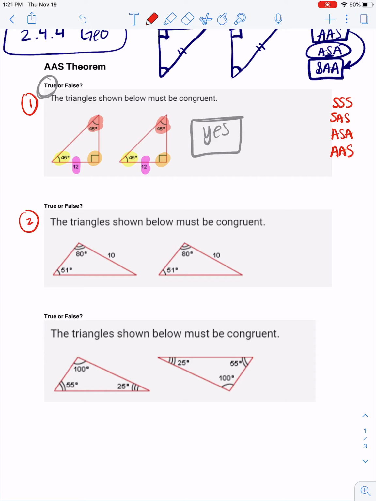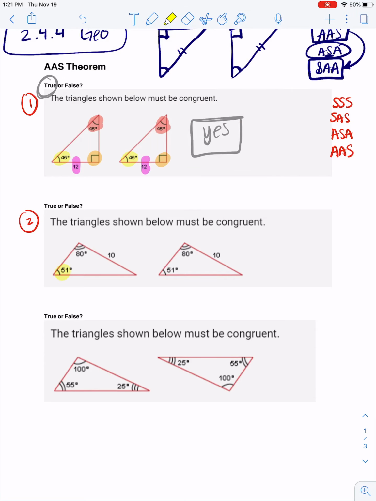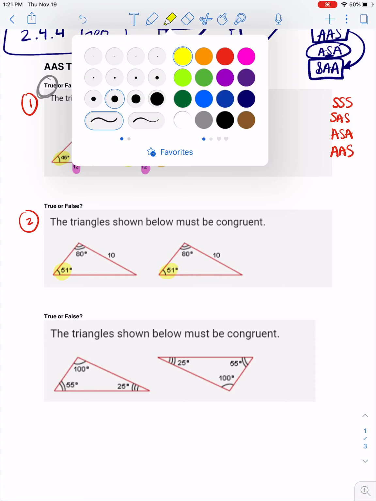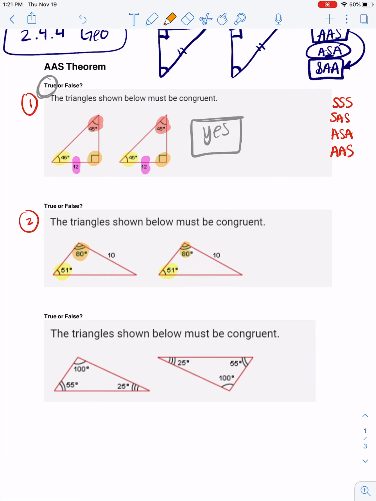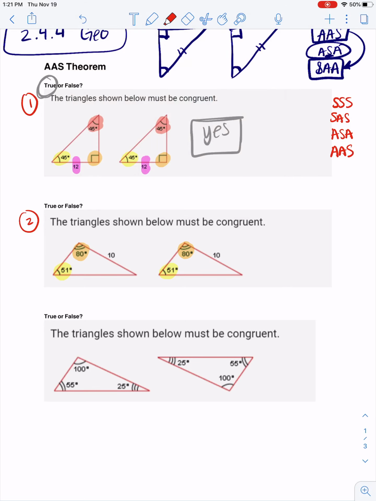All right, let's look at number 2. Again, I'm going to highlight. I have two angle pairs that are the same. Here's 51 degrees and 51 degrees. Those match. Then up top, 80 degrees and 80 degrees. I don't know my third angle, but I don't have to; it doesn't have to be shown. But then I do have this side is 10. So I want to know, is that one of these options over here? I have two angles and one side, so that could be either angle, angle, side, or angle, side, angle.